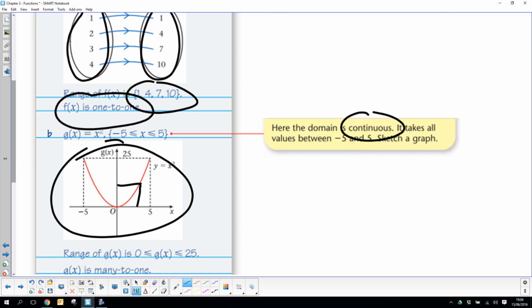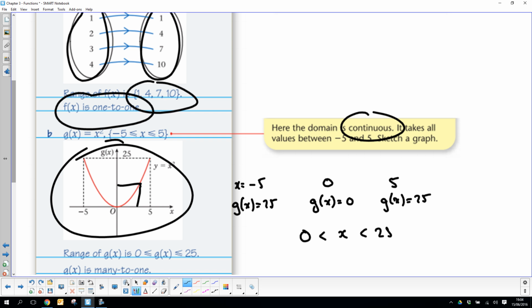Well, again, considering the graph, we can see it fairly obviously, but we would also perhaps think about it like this so we didn't have to draw the graph every time. So if x is -5, g of x equals 25. When x is 0, g of x equals 0, and when x is 5, g of x equals 25 again. So we can see that our function is going to go from 0 to 25.